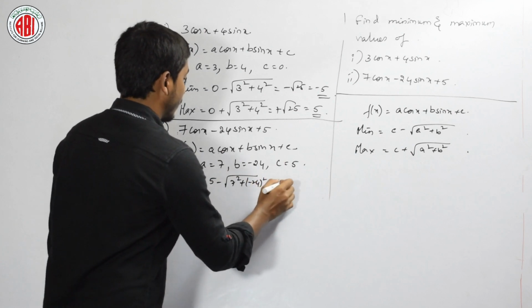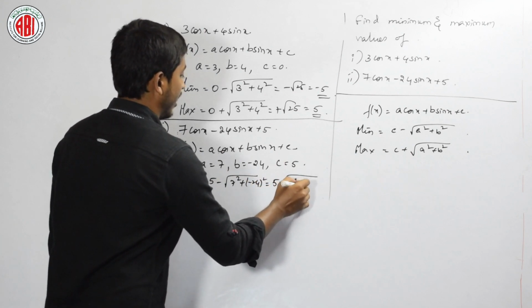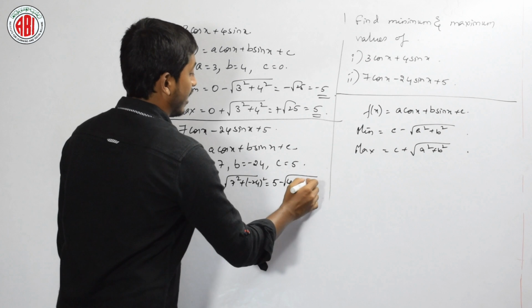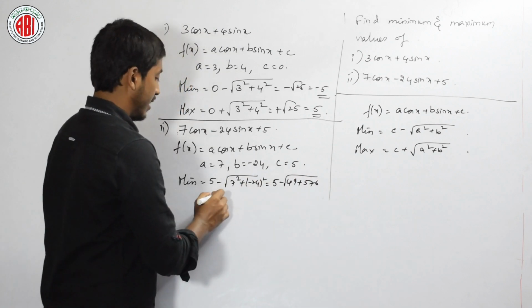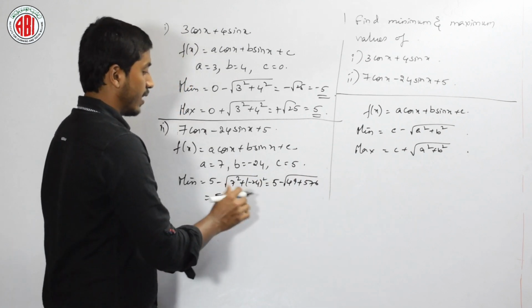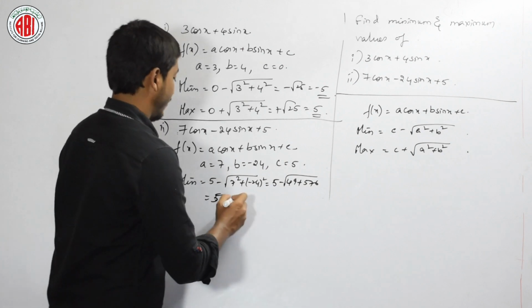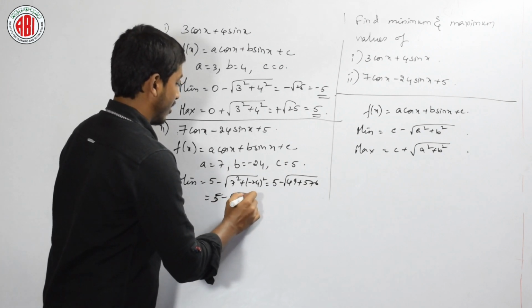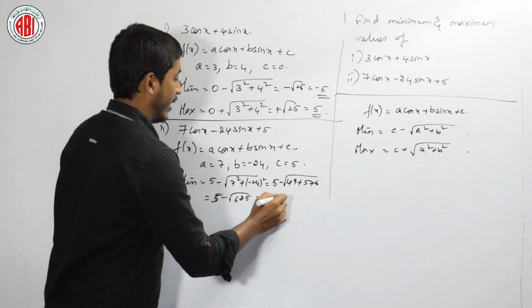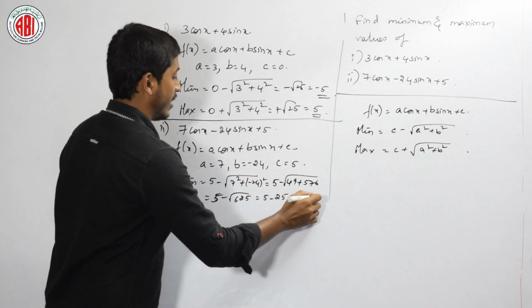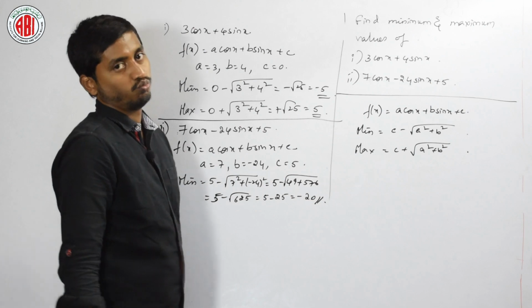5 minus, 7 square is 49, 24 square is how much is it? 576. If you add 49 plus 576, how much will it become? 625. What is the square root of 625? 25. The answer is minus 20. This is the minimum value.